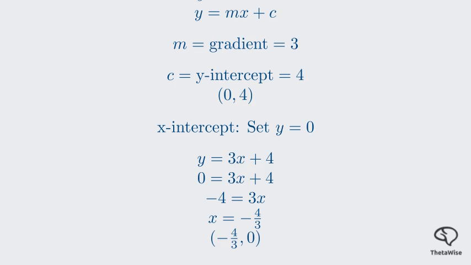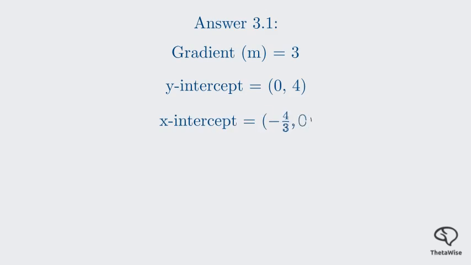To summarize our findings for 3.1, the gradient is 3. The y-intercept is the point 0, 4, and the x-intercept is the point negative 4 over 3, 0. Let's write these down clearly. Here's the final answer for question 3.1. The gradient, m, is 3. The y-intercept is 0, 4, and the x-intercept is negative 4 over 3, 0.